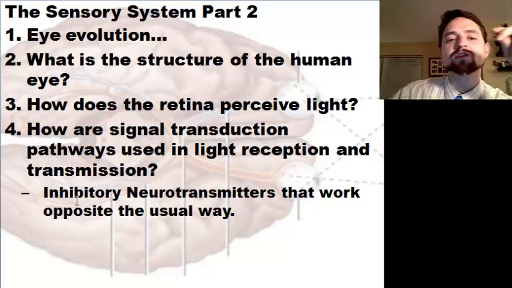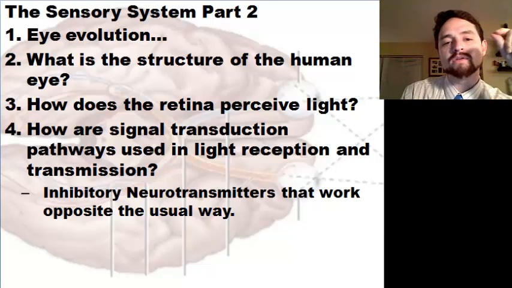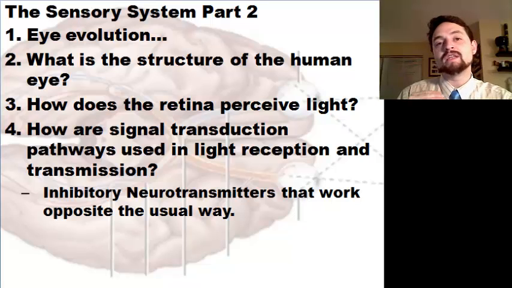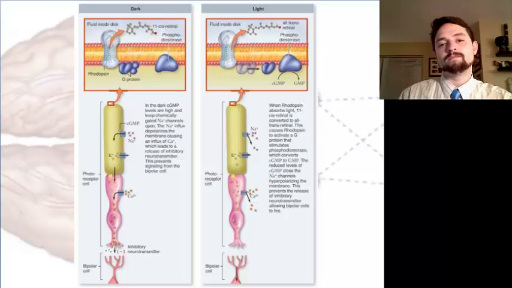So how are signal transduction pathways used in light reception and transmission? In light reception, it's actually different from all the ones we've talked about so far. In all the ones we've talked about so far, there's been some kind of trigger, and that trigger then caused an action potential to be reached and then sent. In vision, it's actually an inhibitory neurotransmitter that works the opposite way from what we usually see.